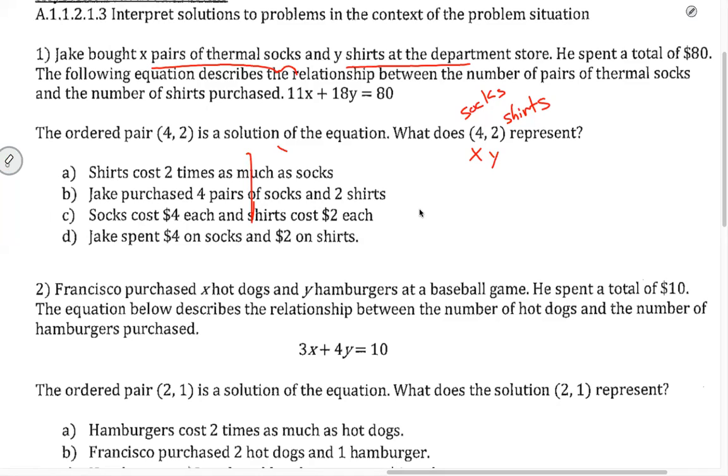Wow. All right, so shirts do not cost 2 times as much as socks. Socks cost $4. No, I told you socks cost $11. Jake spent $4 on socks and $2 on shirts. That's false. So the answer must be Jake purchased 4 pairs of socks and 2 shirts.